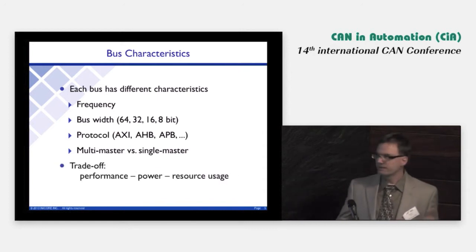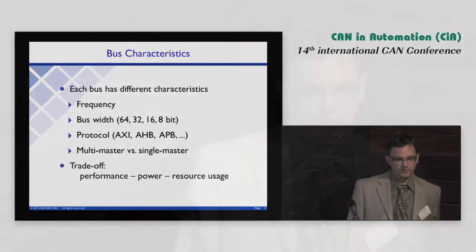But it all leads down to a trade-off. Higher performance means higher power consumption, means higher resource usage. So it's more expensive as well. That's why the peripheral bus is lower performance, so lower power consumption and lower resource usage.